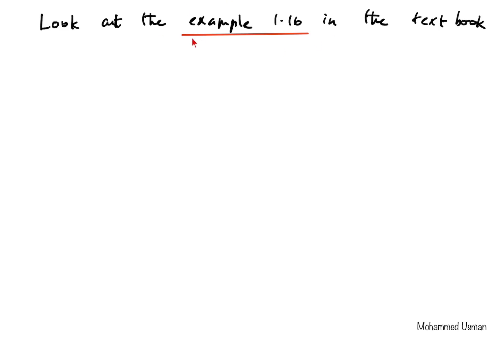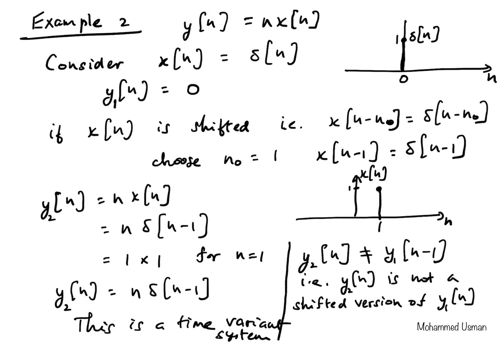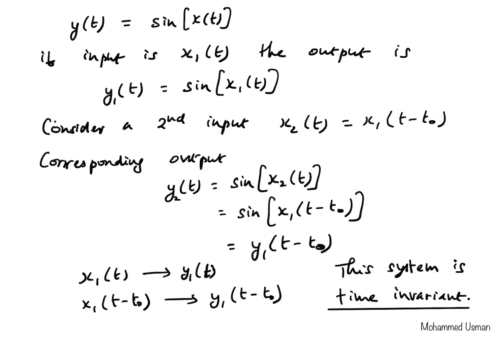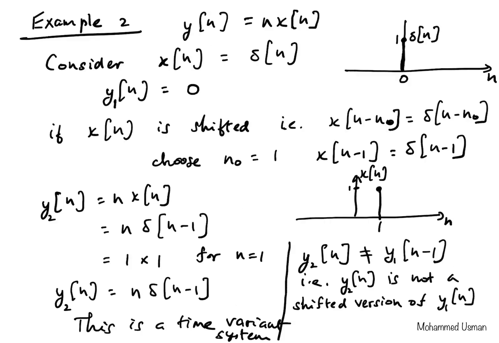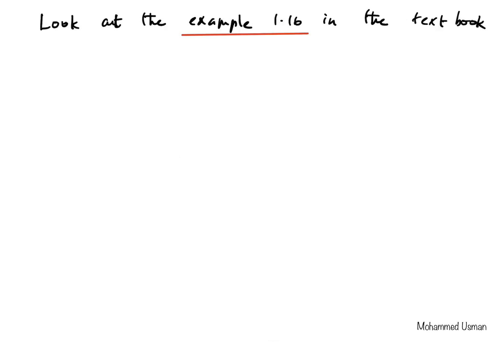So I recommend that you look at this example 1.16 in the textbook, which is on page number 52, very carefully and get a clear understanding. I've given an example here for a time invariant system and another example for a time variant system. So you will look at this example 1.16 in the textbook as well, and develop a clear understanding of what we mean by time invariance.